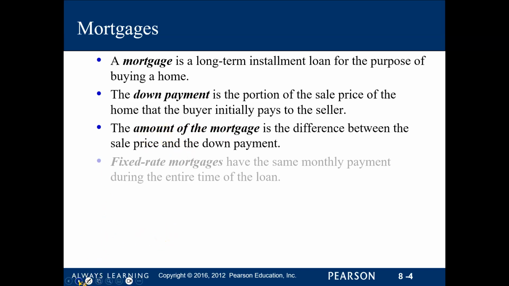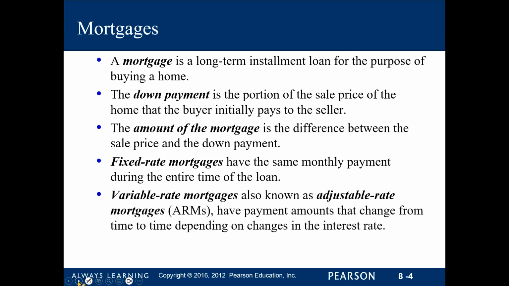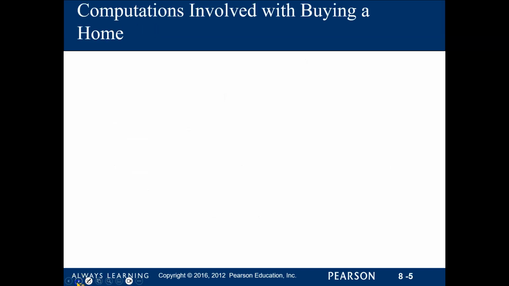We have what we call the fixed rate mortgage, wherein you pay the same monthly payment for the entire time of the loan. There are also the VRMs, the variable rate mortgages, wherein your monthly payments are adjusted from time to time depending on the changes in the interest rates.